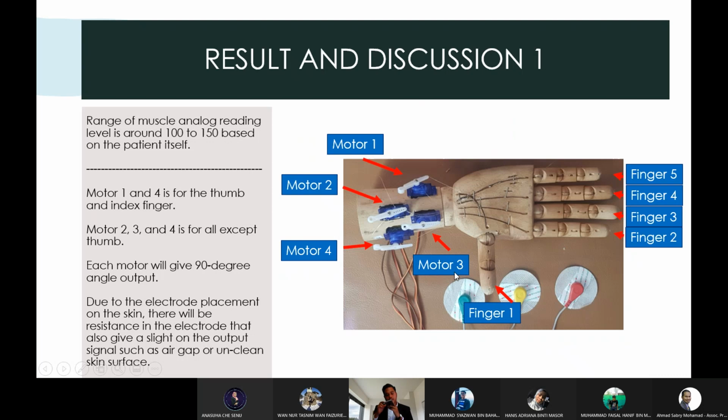As per the objectives, the first one is to develop a prototype of a prosthetic arm using the EMG sensor. That is the first objective, and the range of the muscle on the analog reading level is around 100 and 150, based on the patient itself. Motors 1 and 4 are for the thumb and index finger. Motors 2, 3, and 4 are for all fingers except the thumb. Each motor will give a 90-degree angle output.